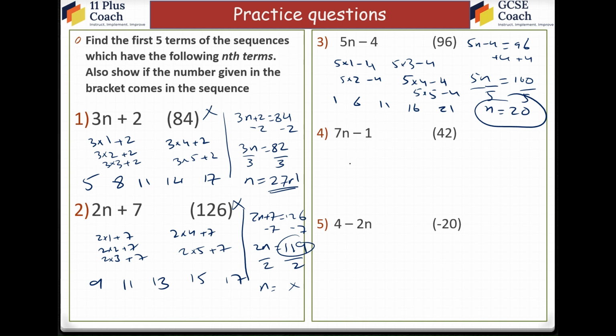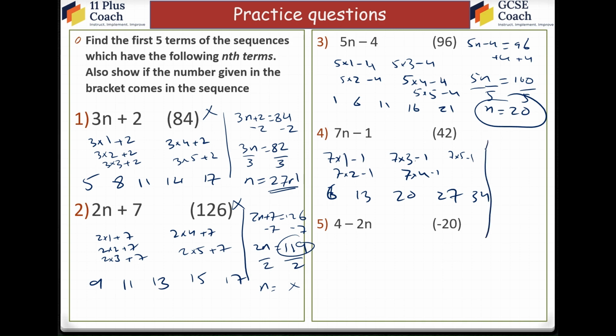Okay, the next question. 7 times 1 take away 1 is 6. 7 times 2 take away 1, 14 take away 1 is 13. 7 times 3 take away 1 is 20. 7 times 4 take away 1 is 27. 7 times 5 take away 1 is 34. Okay, that's the first 5 terms.